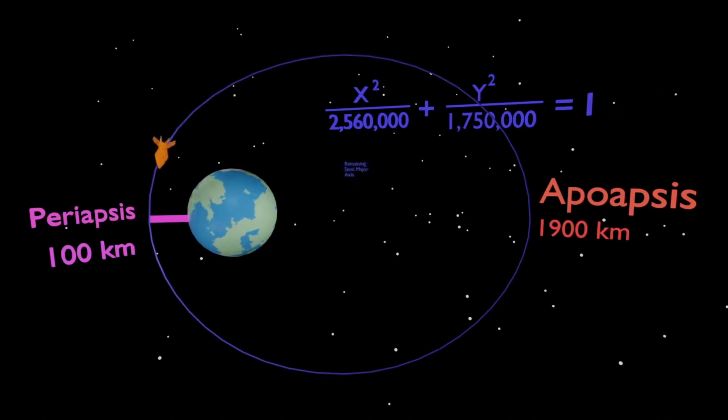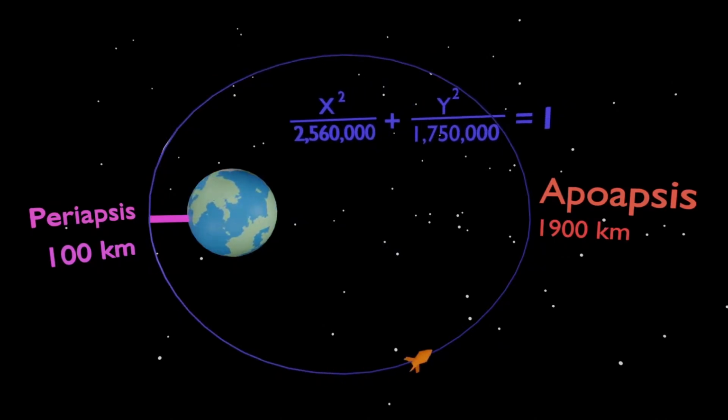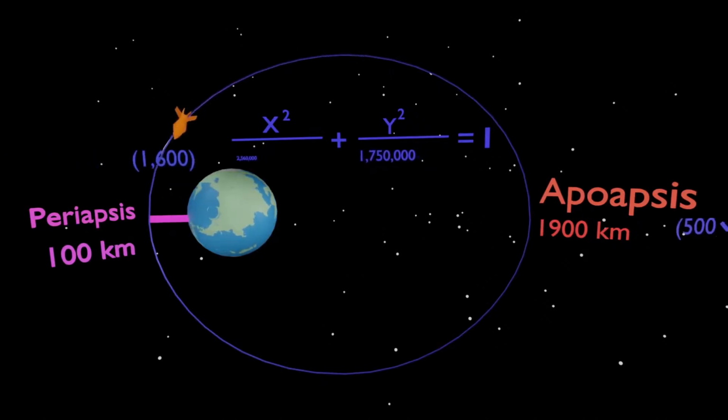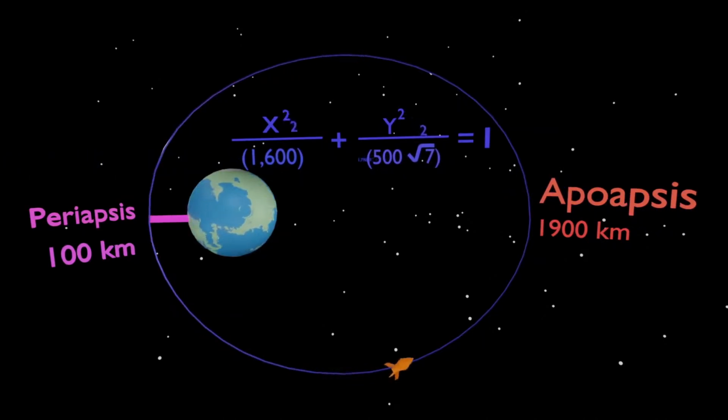Now, I am going to change things up a little bit because this truly isn't in standard form. We're going to change the denominators. We're going to take the square root of them and then square them so you can truly see the values that are being used to generate this particular ellipse. So instead, we're going to replace them with the equivalent forms of 1600 squared and 500 radical 7 squared. And there's our center.